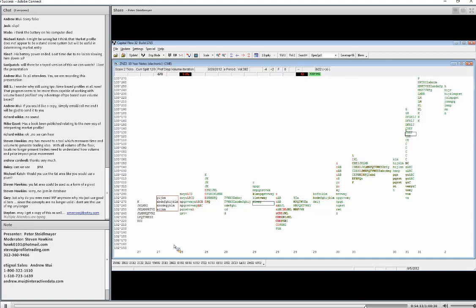Now, one of the things that's been very real in the last 15 or 20 years is that floor traders who are very successful on the floor really have a very difficult time trading off the floor.